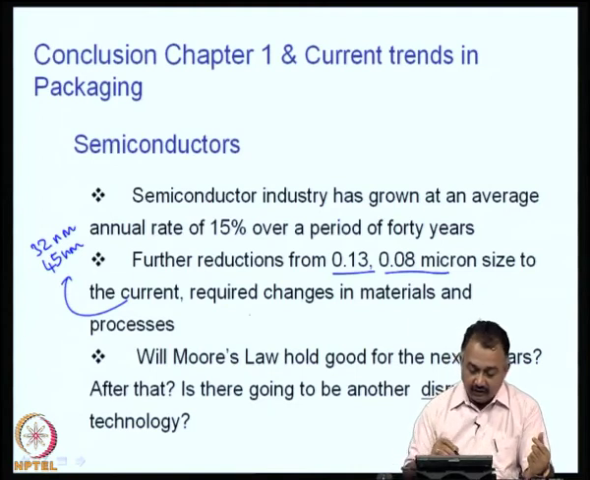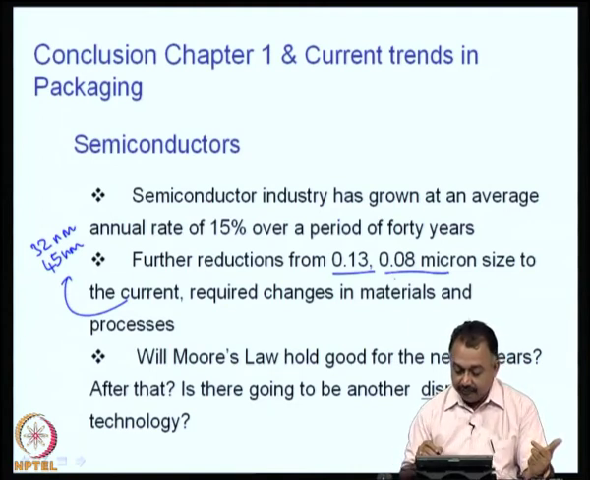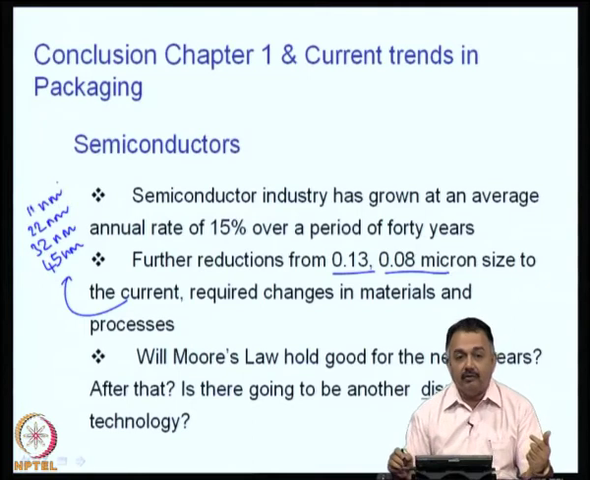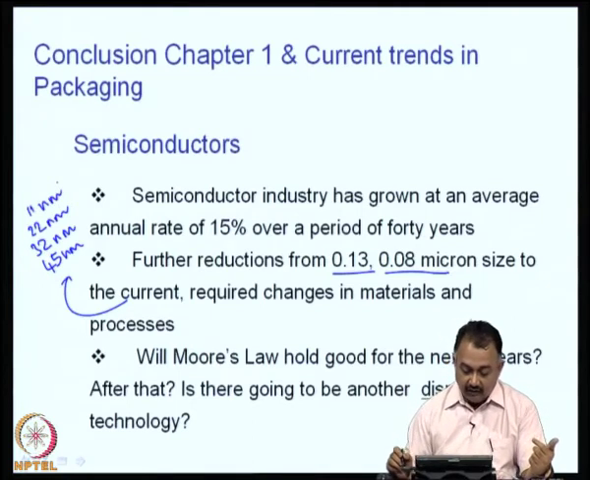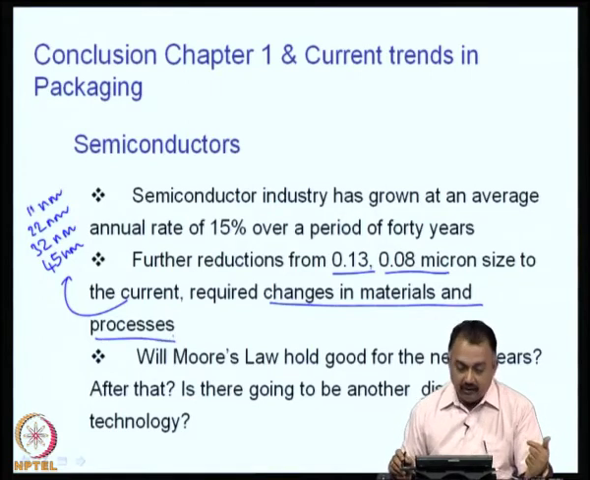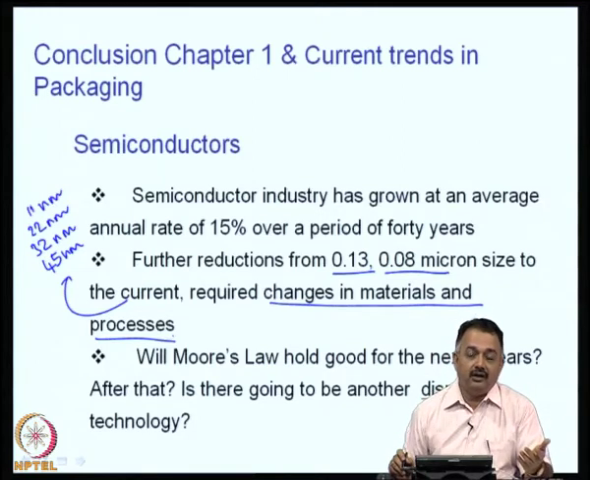So, all of these changes from the previous higher line widths to the current 32, and the future is going to be 22 nanometers or also probably 11 nanometers in about 4 to 5 years from now. All of these require changes in materials and processes. I hope you can appreciate this, because without new materials you can't improve the properties of the devices or the semiconductor. So, the existing semiconductors have some limitations. So, you have to look at new compound semiconductors and so on.